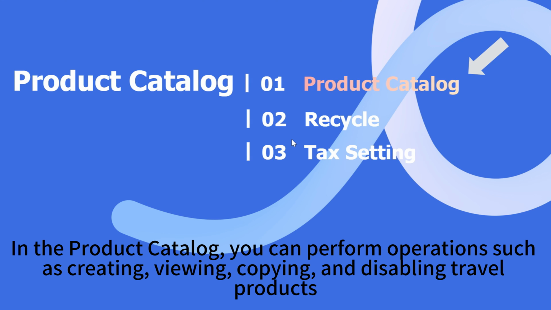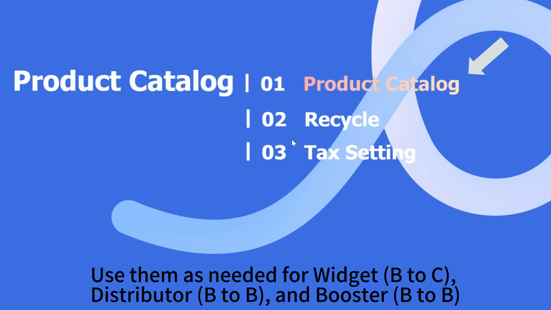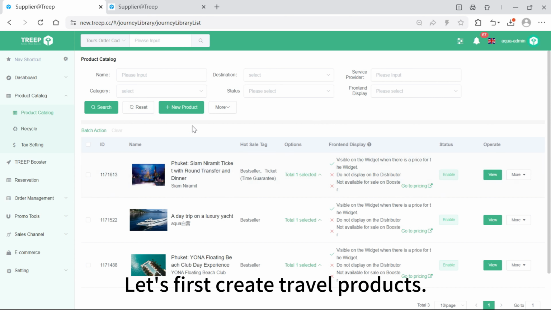In the product catalog, you can perform operations such as creating, viewing, copying, and disabling travel products. You can also choose by yourself where to display the created travel products. Use them as needed for widget B2C, distributor B2B, and booster B2B. Let's first create travel products.